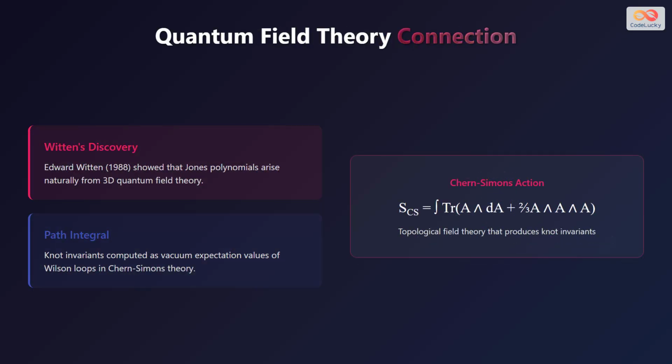The connection between knot theory and quantum field theory was further illuminated by Edward Witten in 1988. Witten demonstrated that Jones polynomials arise naturally from three-dimensional quantum field theory. In this framework, knot invariants are computed as vacuum expectation values of Wilson loops in Chern-Simons theory. The Chern-Simons action is expressed as follows: S_CS equals the integral of trace of (A ∧ dA + 2/3 A ∧ A). This is a topological field theory that produces knot invariants.